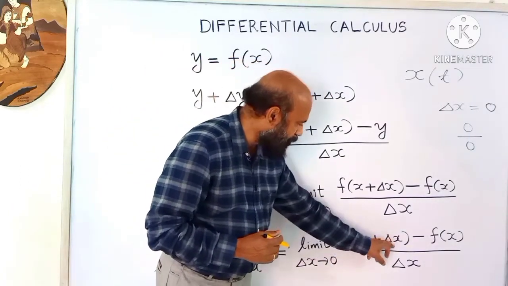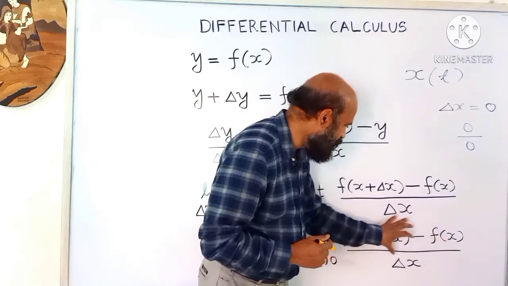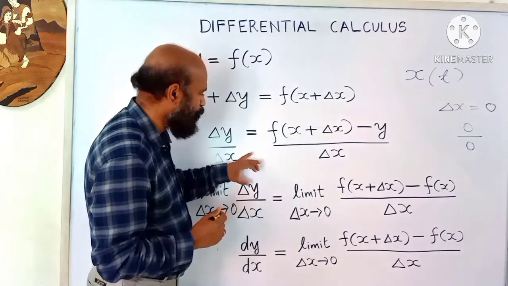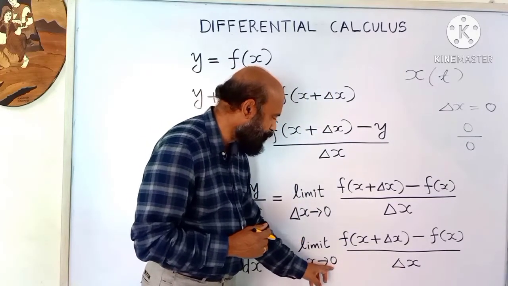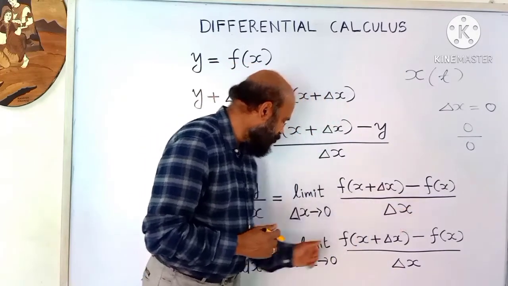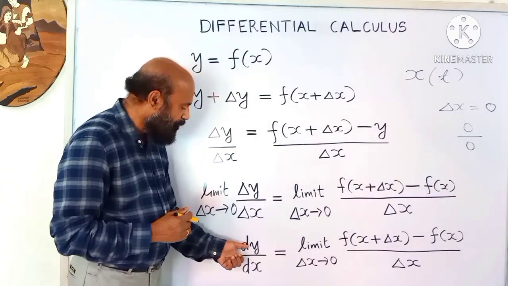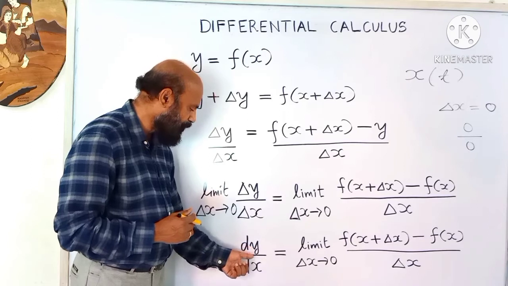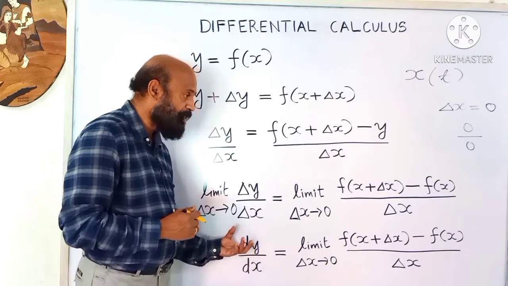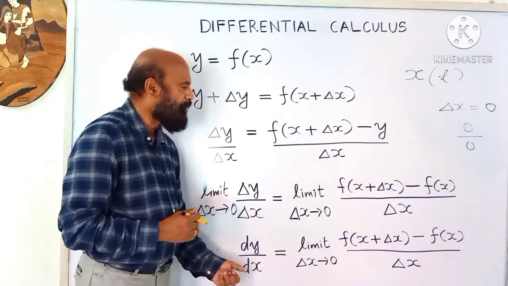So f of x plus delta x minus f of x is the change in y. Then delta x is tending to 0. Then this is what is called dy by dx. It is called the derivative of y with respect to x, dy by dx, the rate of change of y with respect to x.